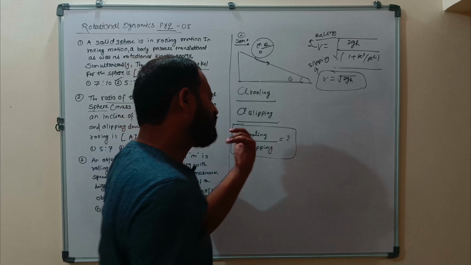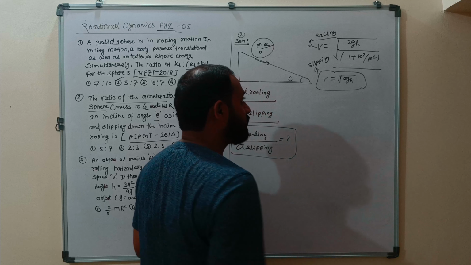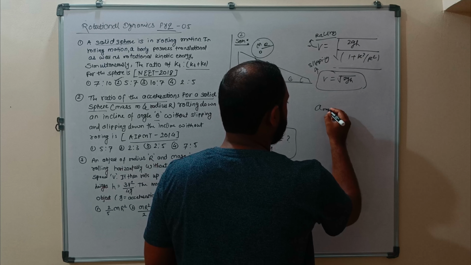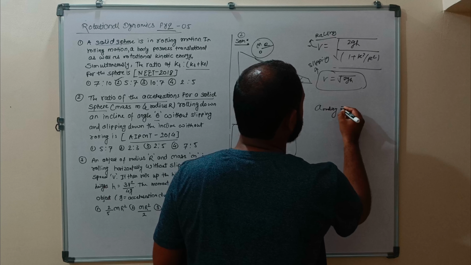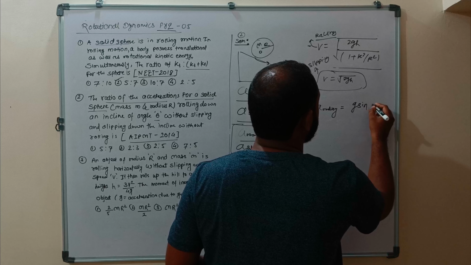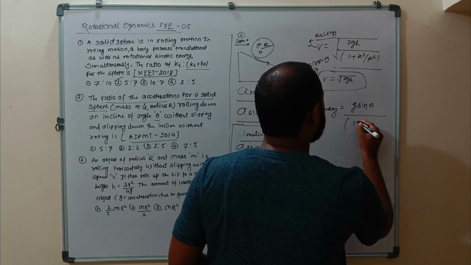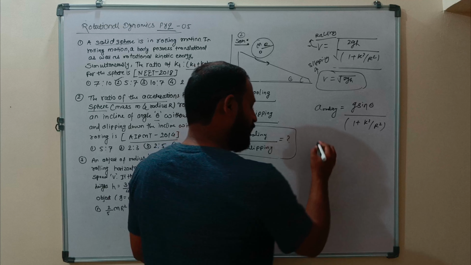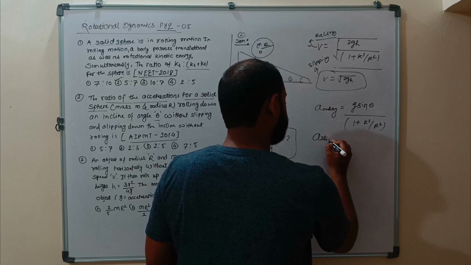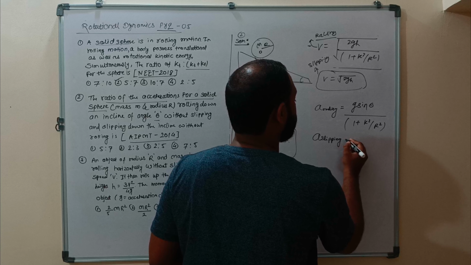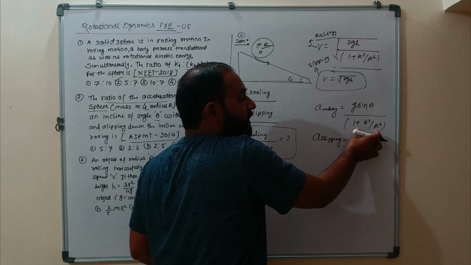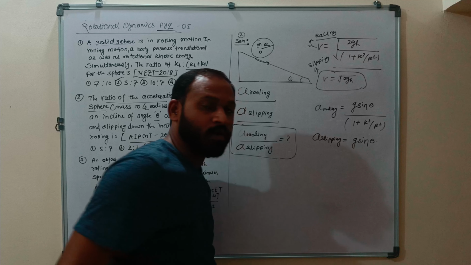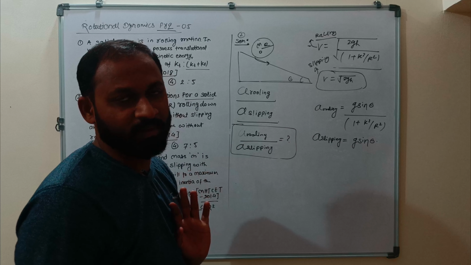Now similarly, we have two types of accelerations. If the body is rolling, then we have the acceleration g sine theta upon 1 plus k square by r square. If the body is sliding, then neglect this factor, then what remains? g sine theta. These are the two formulas for rolling and sliding.